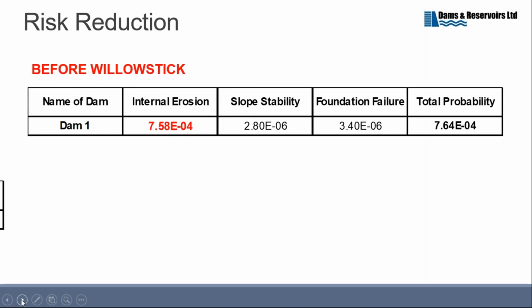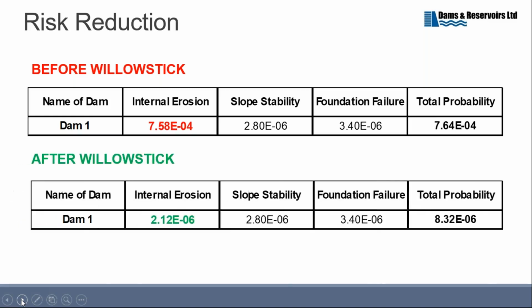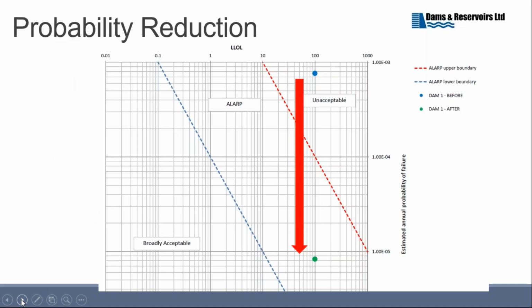If we're able to look at that equation before we use WillowStick, and then do a WillowStick survey and say, well, actually, there are no leaks through the dam. There are no flow paths. Nothing is passing through the dam. Nothing is passing under the dam. Nothing's passing around the dam. Then can we reduce that probability of failure due to internal erosion down to some manageable number?